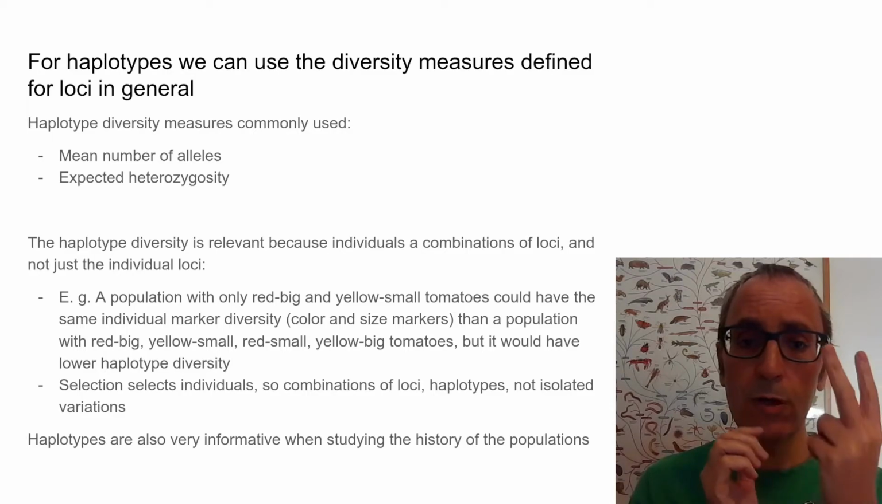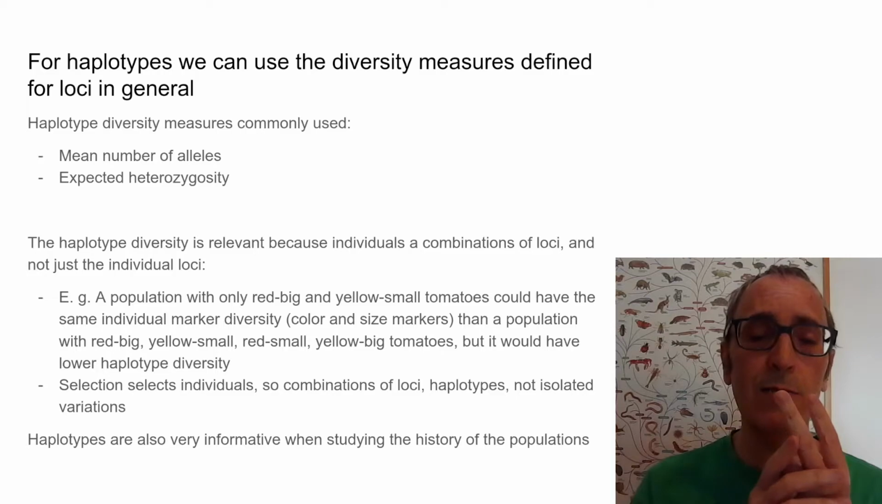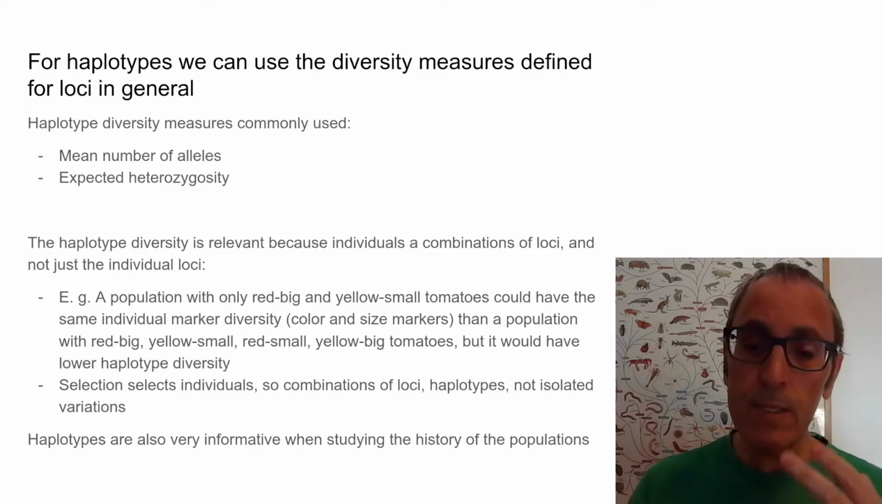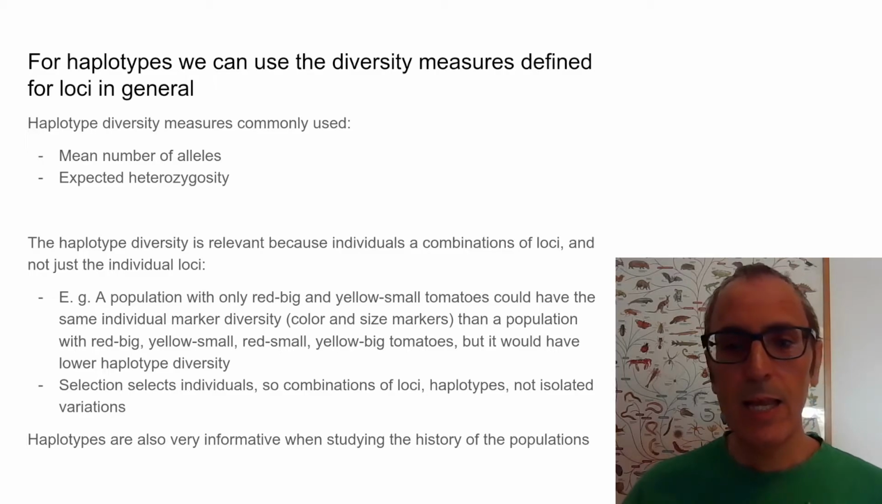So two loci, and two alleles for each. We could calculate diversities for the individual loci, the individual locus.